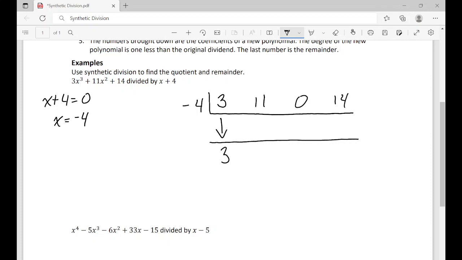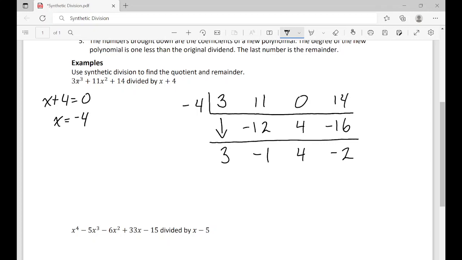And so now here goes the synthetic division. 3 times negative 4 is negative 12. 11 plus a negative 12 is going to give you negative 1. And then we start over again. Negative 1 times negative 4 is positive 4. 0 plus 4 is 4. And again, 4 times negative 4 is negative 16. Add these two numbers and you're going to get negative 2.